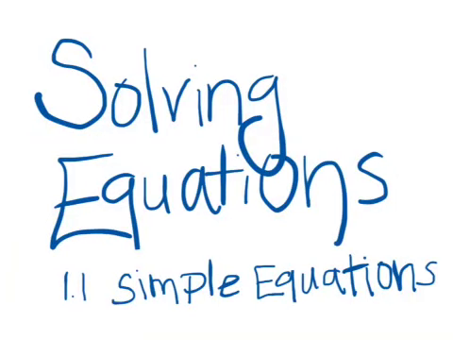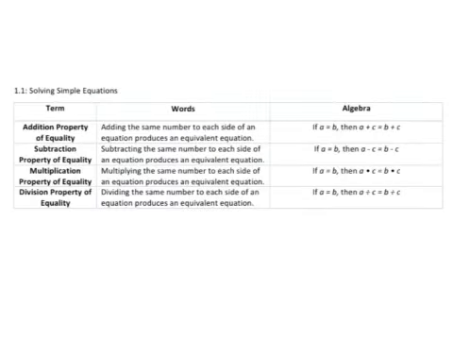Solving equations, specifically simple equations. In this lesson, we need to talk about the different properties of equality. We have the addition, subtraction, multiplication, and division properties. This deals with all equations, which means that you have an equal sign in the middle of each of the numbers. The properties are all similar except for the different operations.